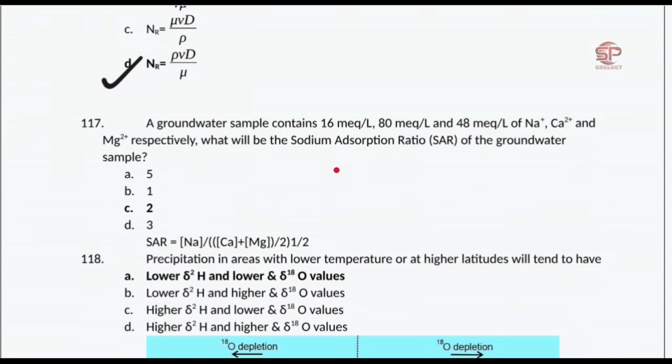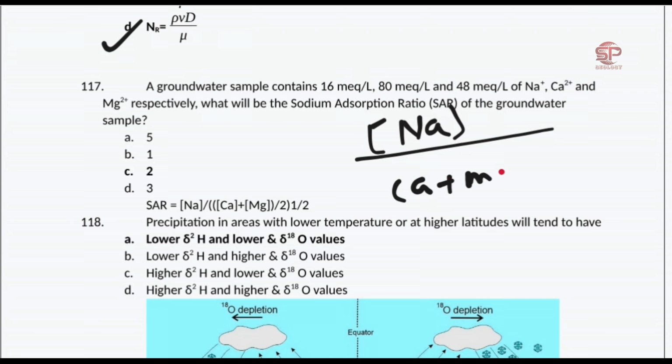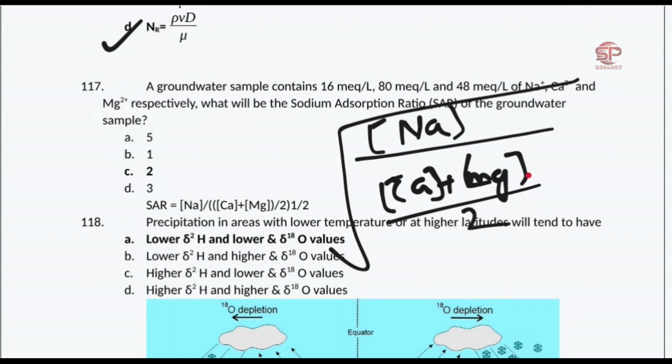Then a groundwater sample contains 16 meq/L, 80 meq/L and 40 meq/L of Na+, Ca2+ and Mg2+. So SAR, sodium adsorption ratio, this is the formula: Na concentration divided by the square root of (Ca plus Mg concentration) by 2. If you calculate, the answer will be 2.